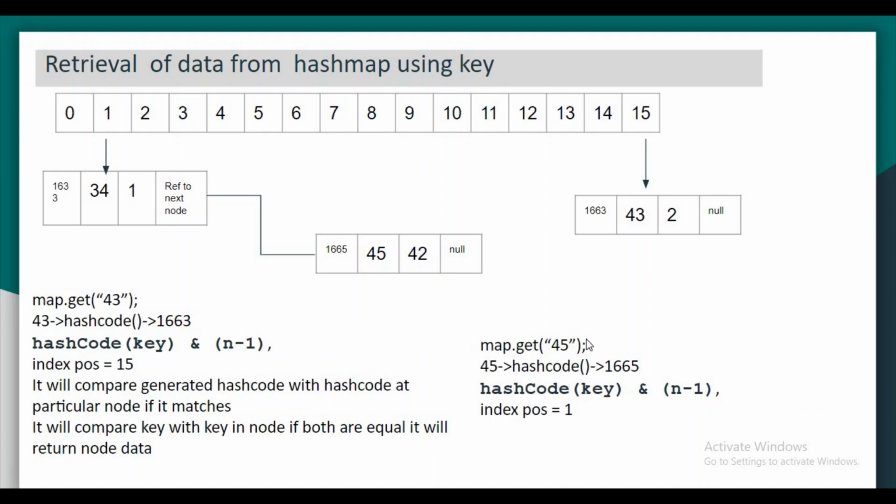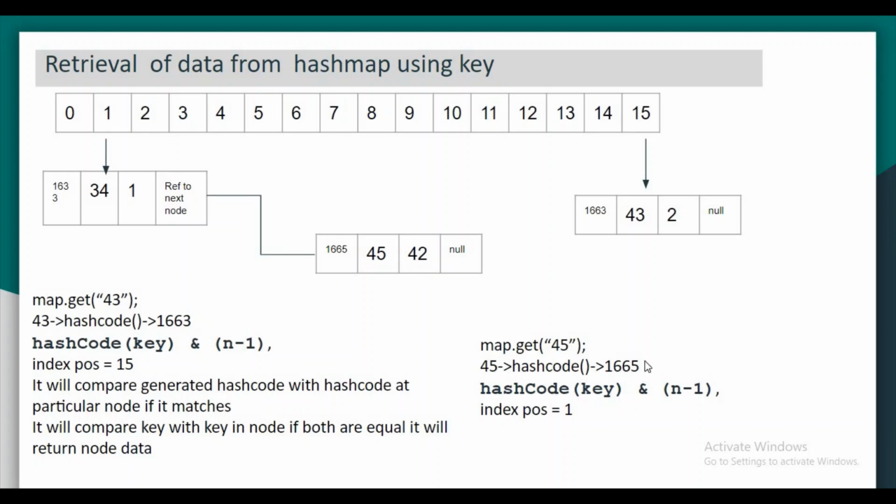If you observe, now I am trying to get the data for key 45. First, the hash code is generated and the index position is generated. First it will go to the node at that index position. It will check whether the hash code for this key and the hash code at this first node match or not. As you observe, both hash codes are not matching. It will check whether it has any next node or not. As we have a next node, it will go to the next node.